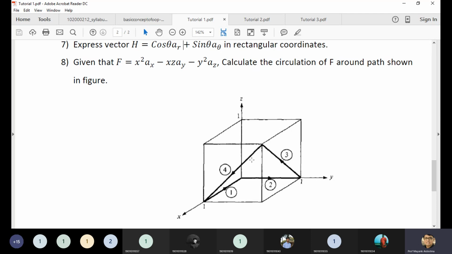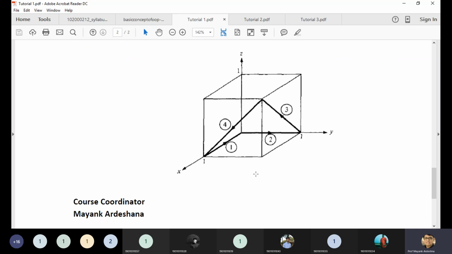But if you see the diagonal components, the third one, where the value 2 is present, one is x and the second is z. So in terms of dl, it is dx ax plus dz az. And for the fourth one, it is z and y, so dl is equal to dy ay plus dz az. You multiply with F and solve it. Then finally you add all the components, and you may get the final answer.